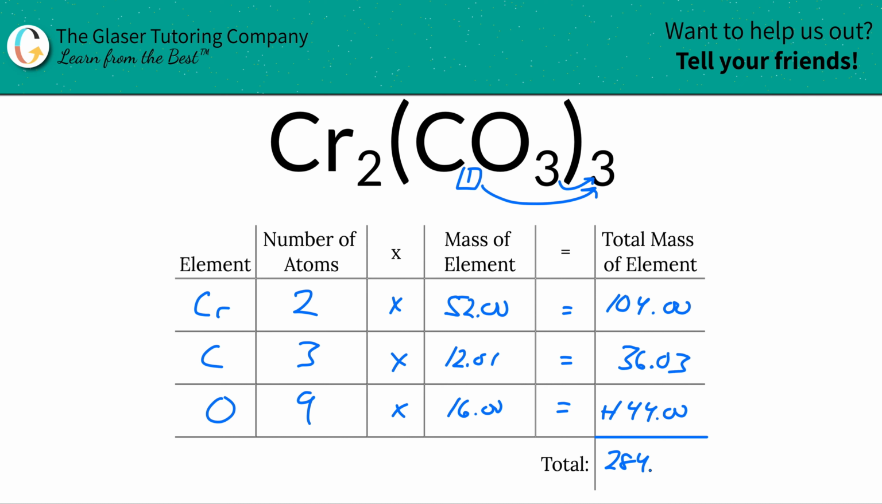This is 284.03. And the units here, since we're solving for molecular mass, are in terms of AMU, atomic mass unit. And that's all there is to it, all right? That's the molecular mass of chromium-3 carbonate.